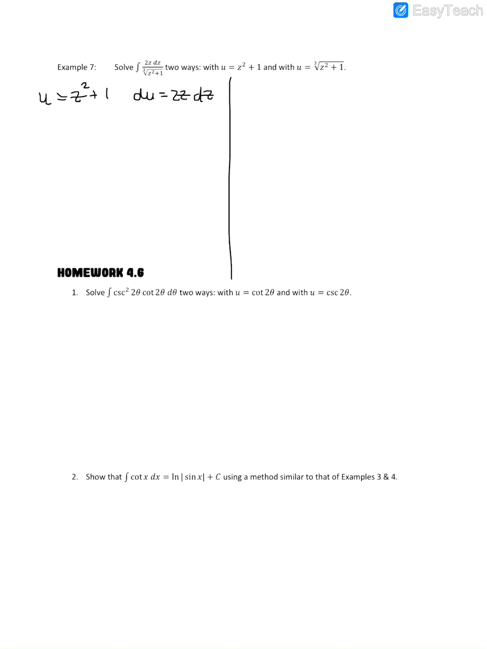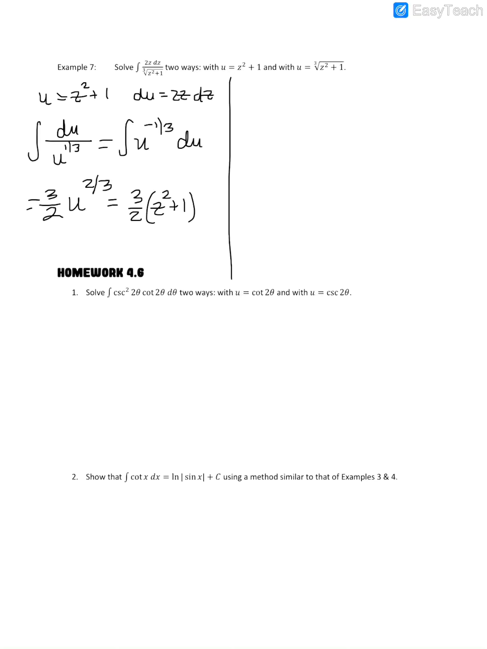Wow, that works out perfectly. Look at the numerator, 2z dz. So this is the integral of du over u to the 1/3. I'm writing it as an exponent. Rewrite it: u to the negative 1/3 du. Integral, add 1 to the negative 1/3, I get positive 2/3, times by the reciprocal, 3/2. Plug back in for your u. You guys are seeing why I crossed my z's, my 2's and my z's are very similar. All right, plus c.